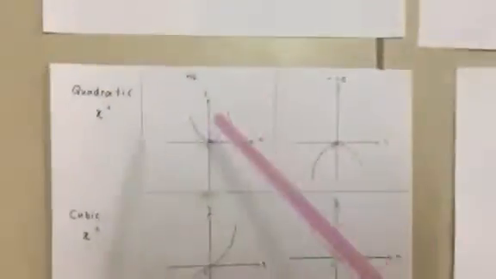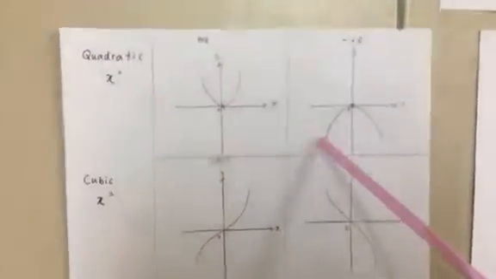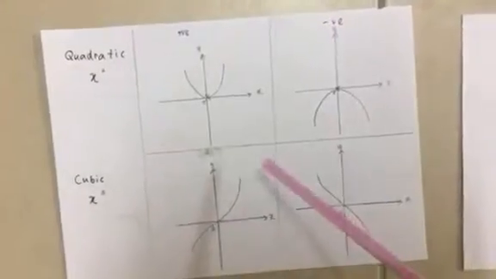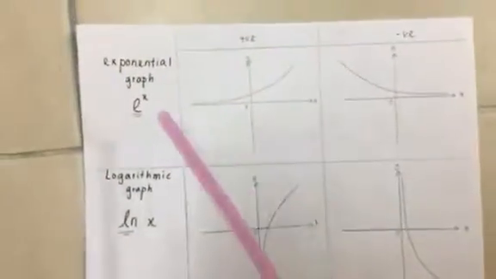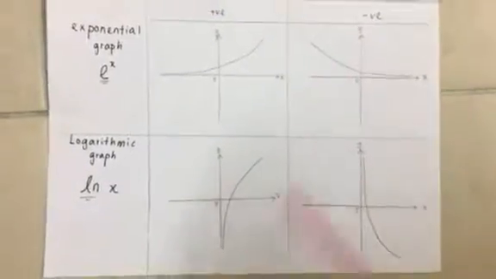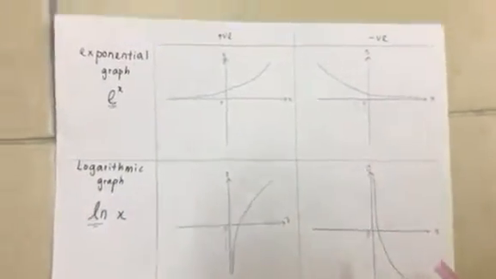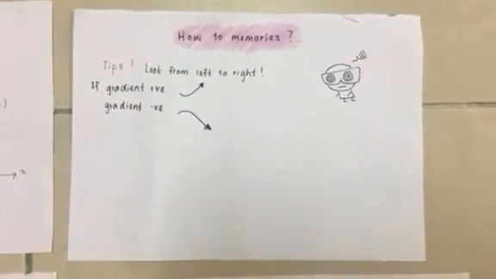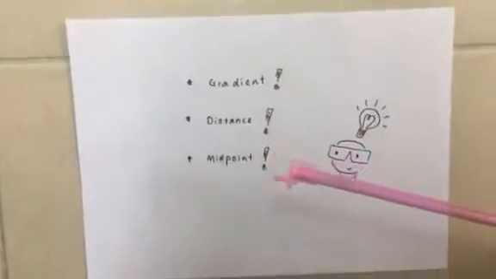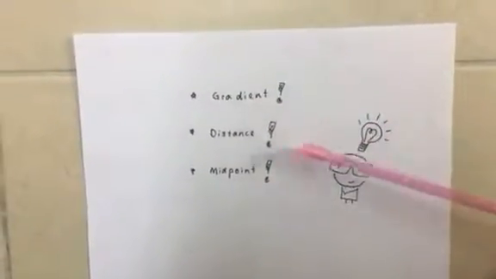Same goes to the quadratic graph, cubic graph. It goes up, it goes down. Exponential, which is a special graph, goes up, goes down, goes up, goes down. So this is how I memorize all these graphs. So how do you memorize all these graphs? It depends on you. So right now we are going to discuss the gradient of the graph, the distance, and how to find all these three from a graph.